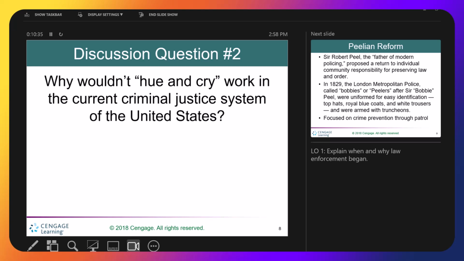Why wouldn't the hue and cry work in the current criminal justice system of the United States? So when we think about this, this is the system that they had in England. And one of the reasons, when you think in terms of how our societies have evolved, with modern technology and all those other things, it makes it difficult for an antiquated system of law enforcement and criminal justice to work in present day. It just wouldn't work for so many different reasons. But our origins go back to that. And this hue and cry goes back to what was happening in England.